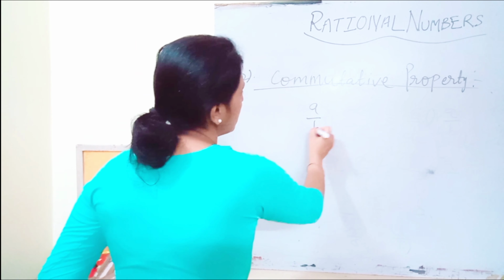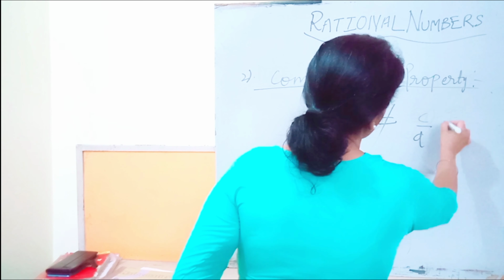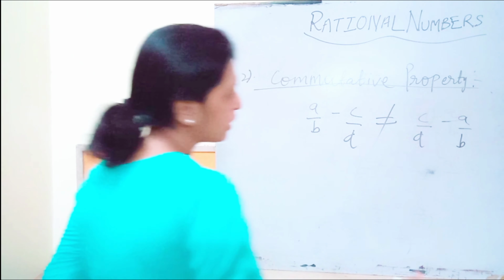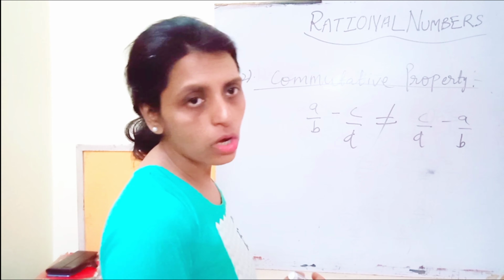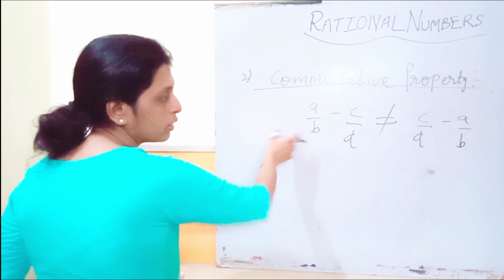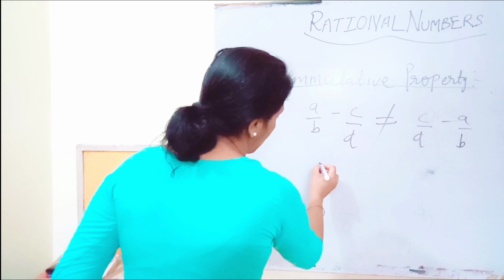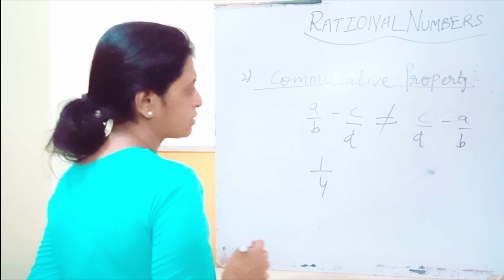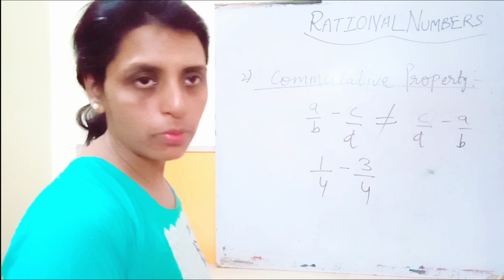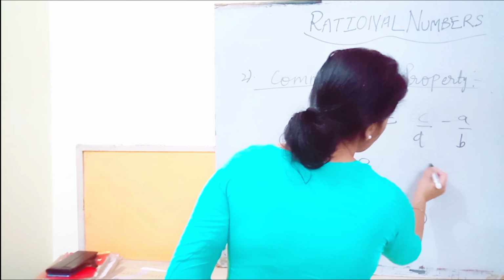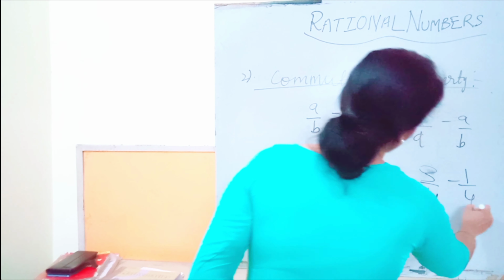Okay, a upon b minus c upon d is not equal to c upon d minus a upon b. Let's take an example and check out whether what we are saying, that commutative property does not hold under the operation of subtraction, is true. Let's see with one example. I am taking 1/4 as a upon b and 3/4 as c upon d. Okay? Now c upon d will be 3 upon 4 minus 1 upon 4.